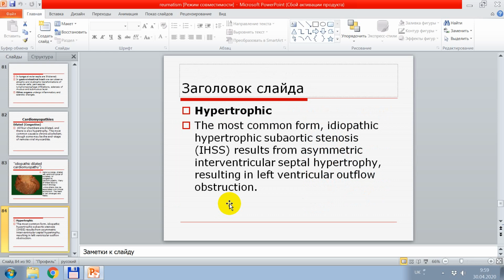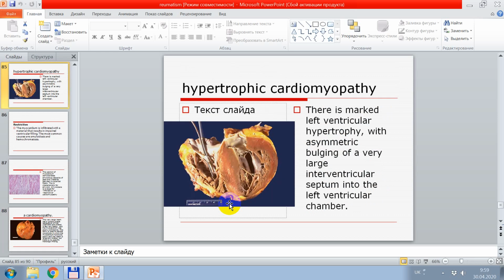Hypertrophic myocardiopathy. The most common form, idiopathic hypertrophic subaortic stenosis, results from asymmetric interventricular septal hypertrophy resulting in left ventricular outflow obstruction. These are the signs of hypertrophic cardiomyopathy. There is marked left ventricular hypertrophy with asymmetric bulging of the very large interventricular septum into the left ventricular chamber.